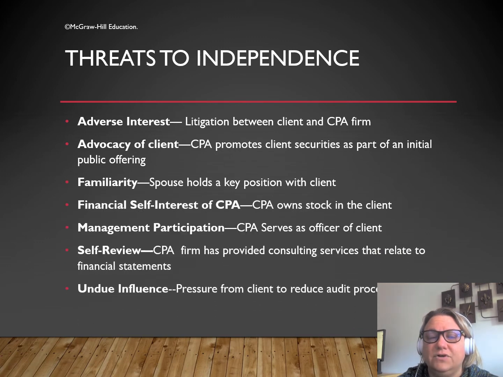So the first one is adverse interest. Again, that's when there is a relationship, there's litigation. Advocacy of the client. The client or the CPA promotes something, like for example, promoting securities as part of an IPO. Familiarity. The spouse holding a key position.